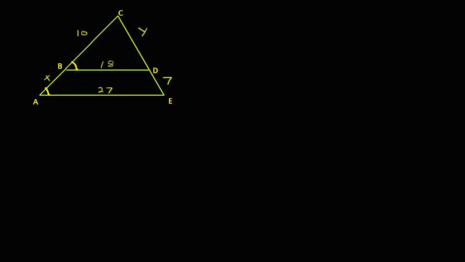Students seem to struggle with similar triangle problems when the triangles overlap. The easiest way to solve triangle problems like this is usually to separate these triangles into two separate triangles and then take a look at the problem. So let's take a look at this. Let's separate out our triangles.